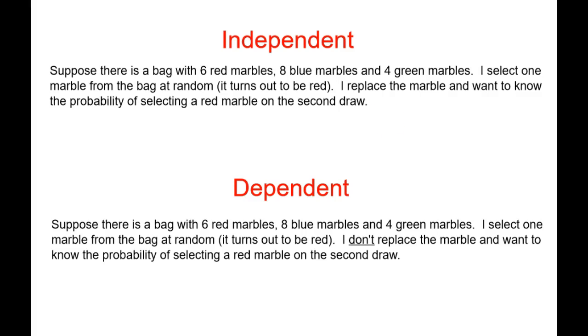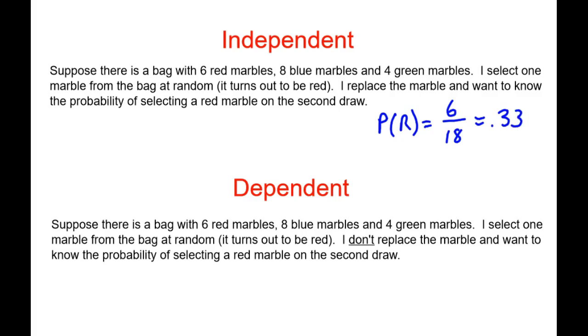So if I'm looking for the probability of selecting a red marble, that is going to be equal to the number of favorable outcomes, which is going to be 6 red marbles, divided by the total number of marbles in the bag. So if I add 6 plus 8, I get 14. 14 plus 4 is 18. So 6 divided by 18, I could simplify to 1/3 or rewrite that as a decimal. So it'd be 0.33 repeating.